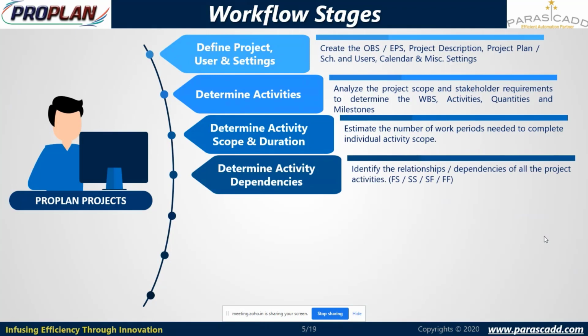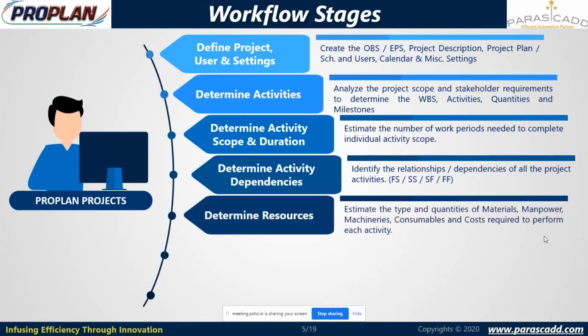The next is determination of activities dependencies. Here we can define various relationship dependencies of the project activities, that is finish to start, start to start, start to finish, and finish to finish.